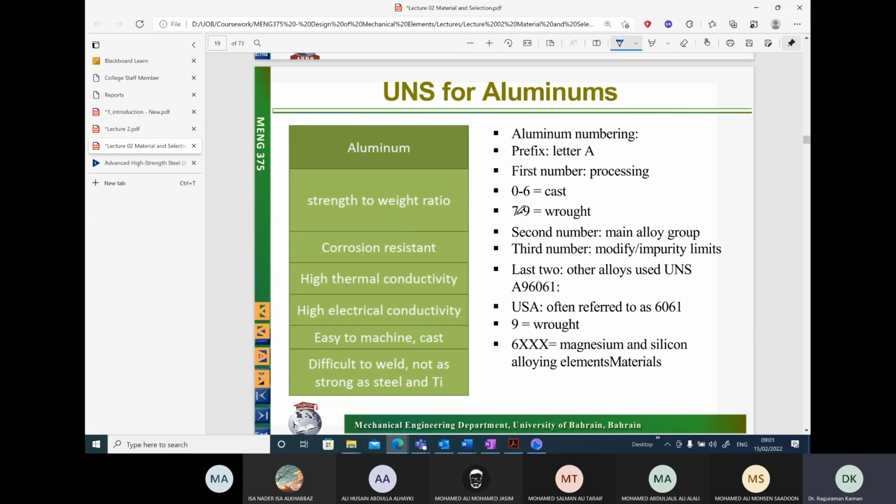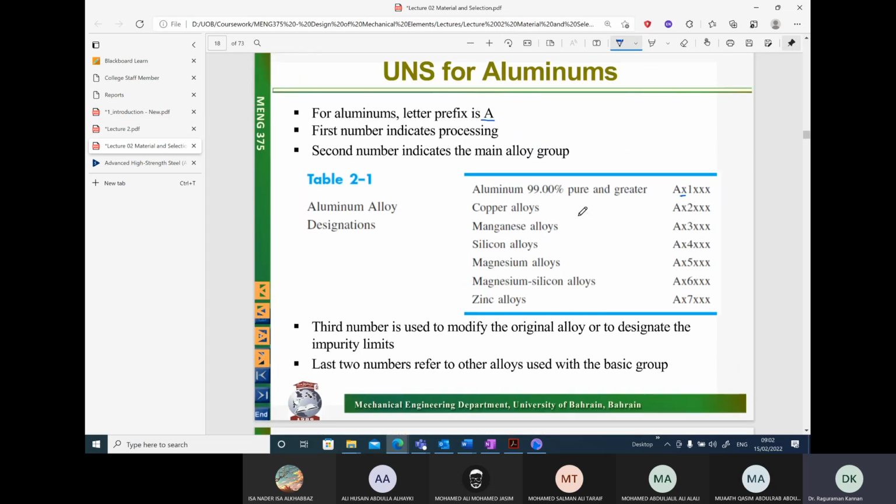So what is the processing? Any number between 0 to 6 tells you that aluminum was produced by a method called casting. Anything between 7 to 9 shows that, followed by casting, some kind of mechanical deformation process was used. For example, it could be rolling, or any other process like extrusion, in forming the raw materials of aluminum. If it is between 7 to 9, it is usually called wrought aluminum. So when a deformation process is used, it is called wrought aluminum.